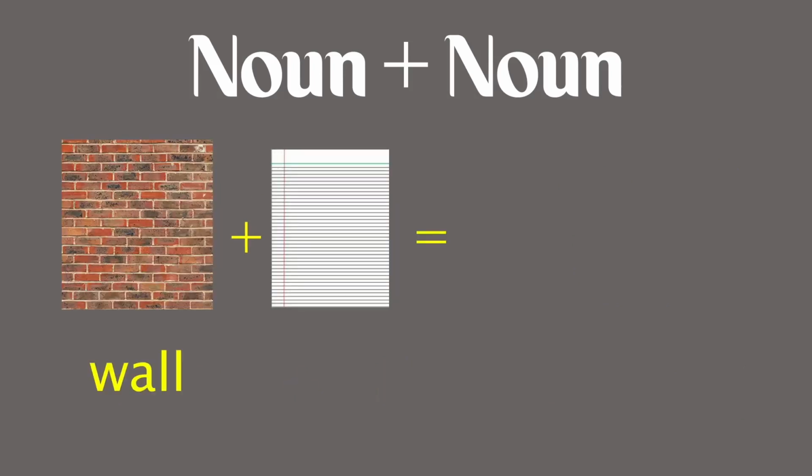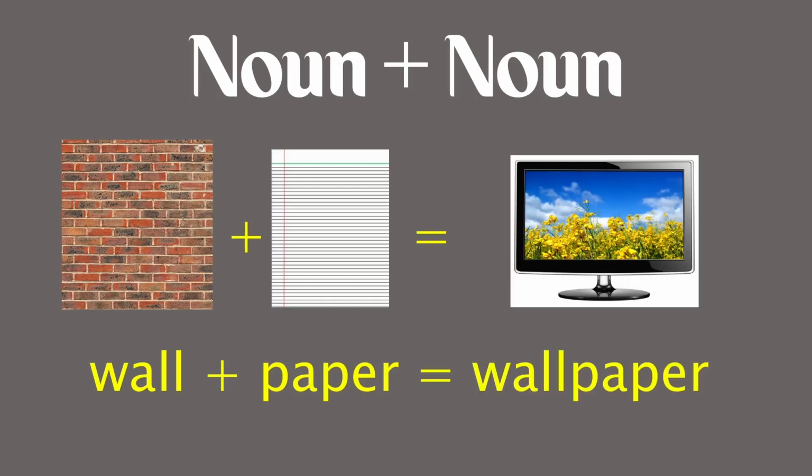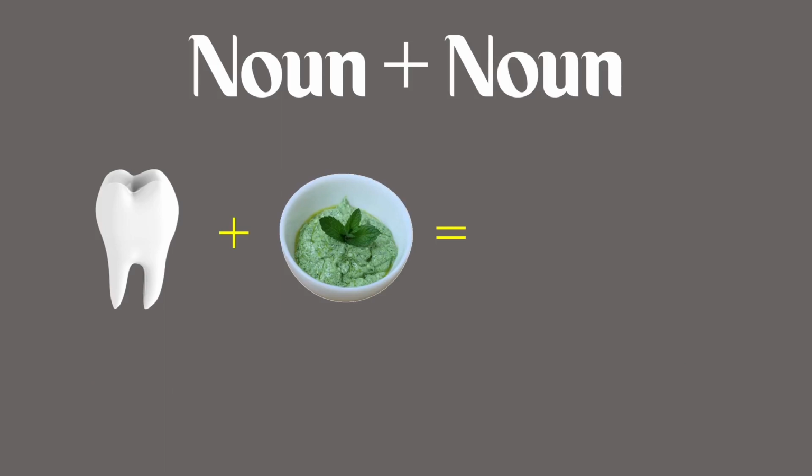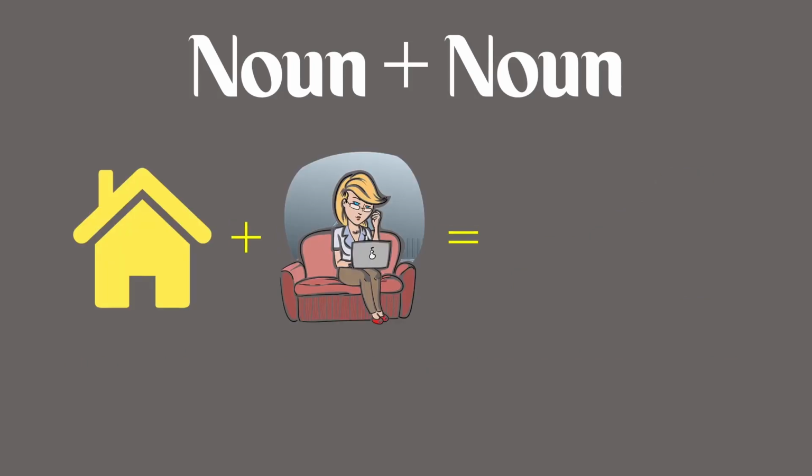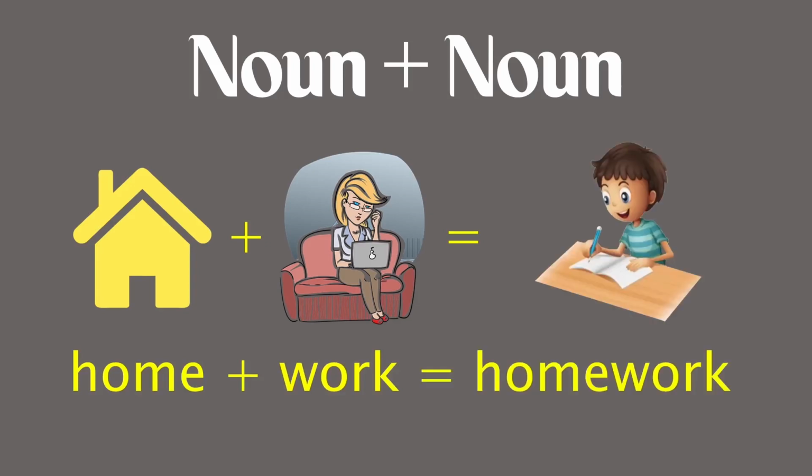Can you guess? Yes, first one, wall. Second one, paper. So together it creates wallpaper, which we put on the screen of our laptop, mobile, or computer. This one is also quite easy. I think you have already got the answer. Tooth plus paste. Together, toothpaste. Could you guess? Yes. First one is home. Next one, work. So, together, homework.